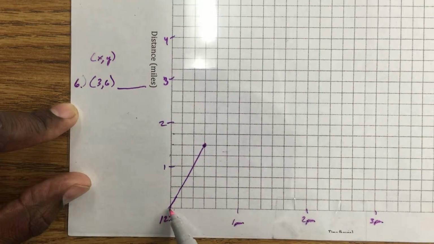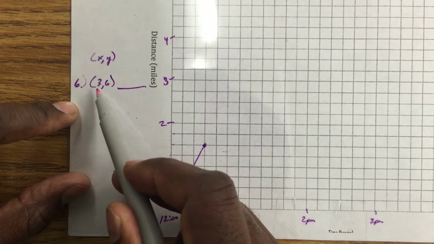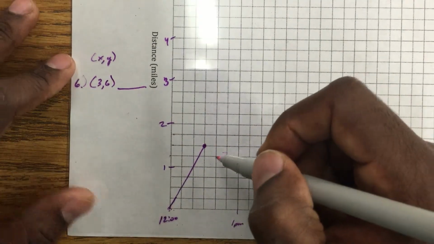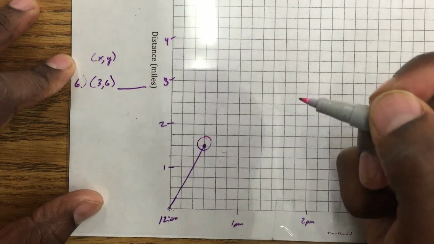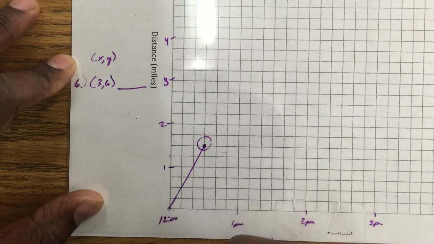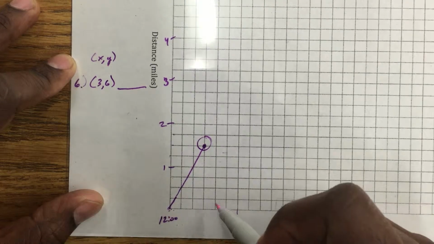Okay, I want you from the origin to go over 3. 1, 2, 3, and then go up 1, 2, 3, 4, 5, 6. So we went over 3, up 6. It doesn't matter what their graph looks like. You go over 3 and up 6, and I want you to put a circle right there. I should have done this first. So I want you to go over 3 and up 6.